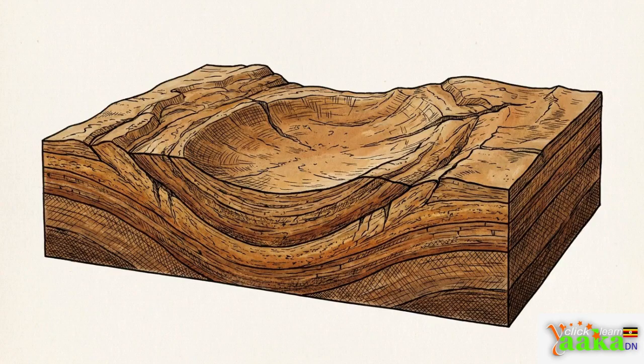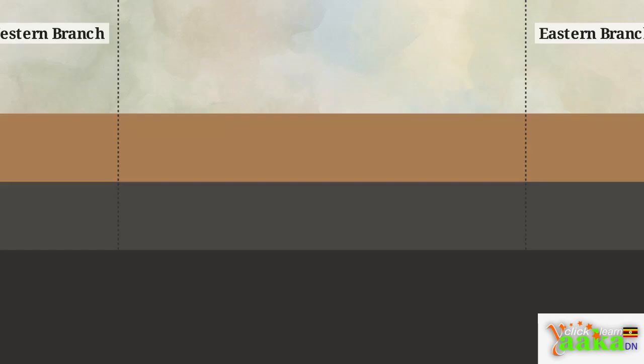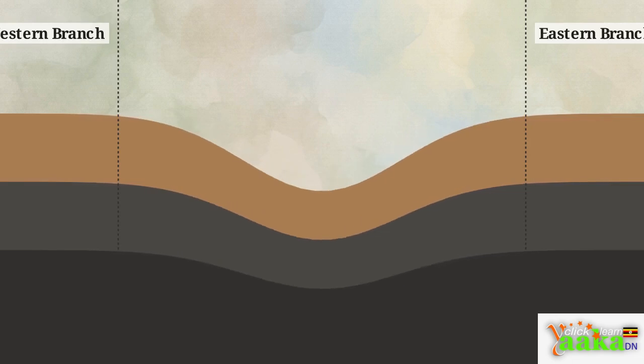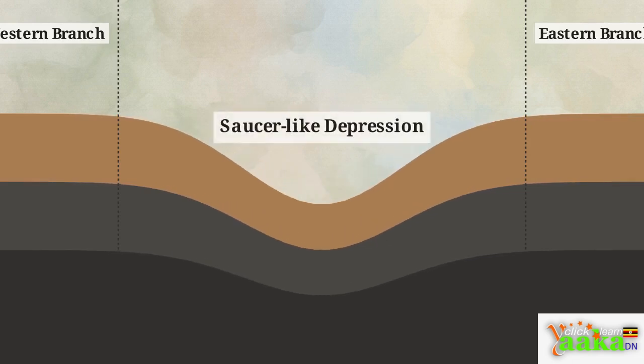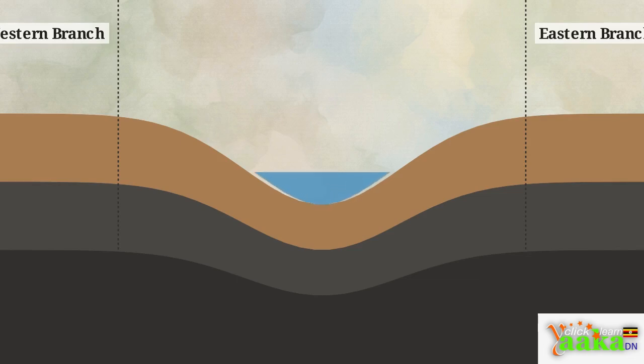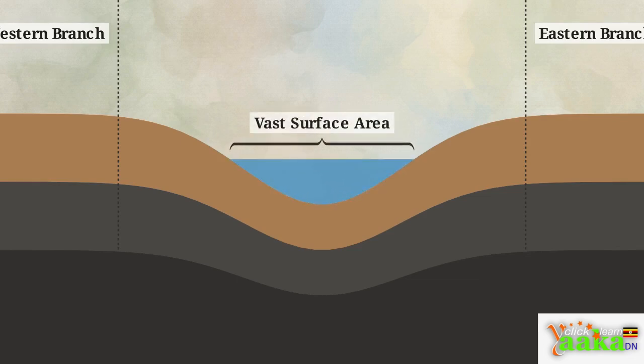The first major geological force we must examine is tectonic downwarping. Millions of years ago, the land positioned between the western and eastern branches of the Rift Valley warped downward. This created a broad, saucer-like depression in the landscape. Because Lake Victoria was formed by this gradual sagging, it is vast in surface area, but relatively shallow. As this scale shows, its maximum depth is only about 80 meters, comparable to the height of a small hill.